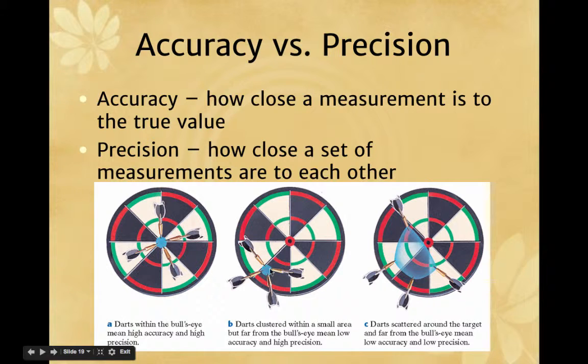In the second dartboard, they're all within the same area, so they're very precise because they're hitting the same area, but they're not very accurate because they're not hitting that bullseye. Now this sometimes will happen if your measuring tool, usually some electronic device, whether it's a scale or a LabPro, is calibrated wrong, it sometimes will give you an inaccurate measurement, but they're all the same. And then this last one, they're all very wide range apart, not close to the bullseye, so they'd be neither accurate or precise.